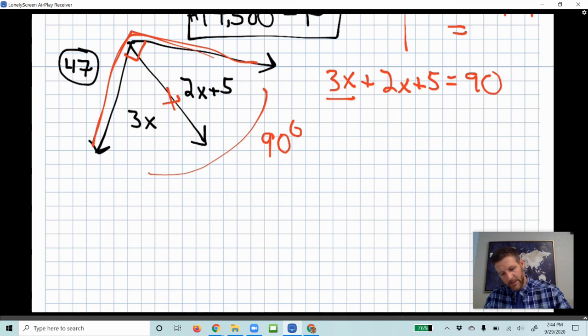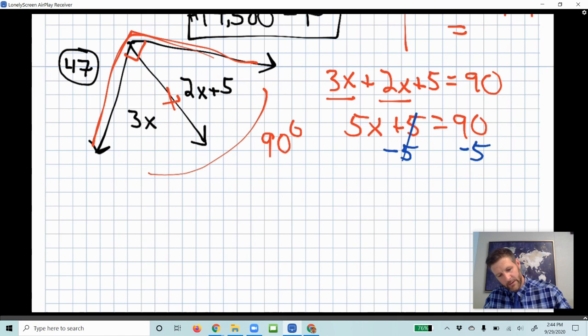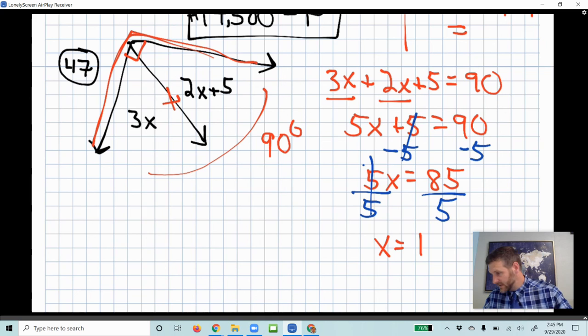All right, I can add my x's, combine my like terms. So that's 5x plus 5 equals 90. And we can bust out our algebra like it ain't no thing. Subtract my 5, it cancels out. 5x equals 85. And I can divide by 5 because that's the opposite of multiplying by 5. All right, simplify. And so then we get x equals 17, I believe.